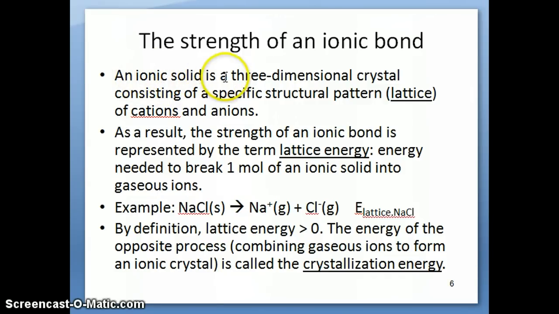If we look at that solid microscopically, you'll find that it is what we call a three-dimensional crystal. A crystal is a special type of arrangement of atoms, or ions in this case, because this is a crystal of an ionic compound. It consists of a specific structural pattern. This structural pattern is called a lattice. And because this is an ionic compound, the lattice is composed of a bunch of cations and anions.